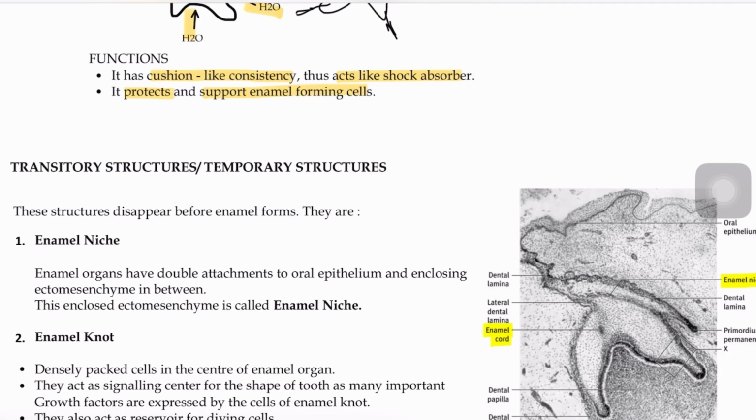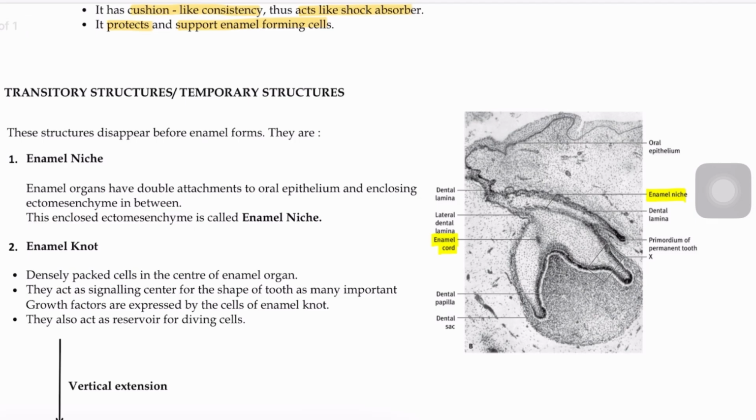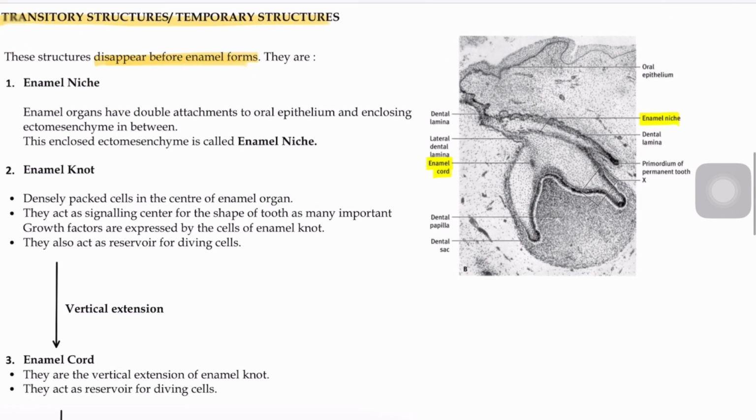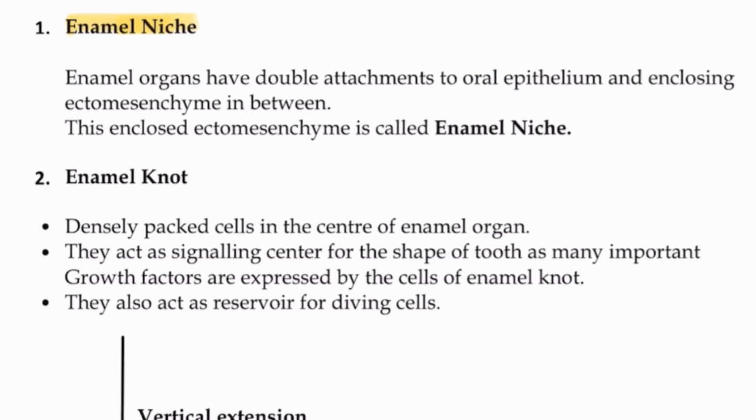Now we are talking about the cap stage only. We are talking about the temporary or transitory structures that we see. These structures will disappear before the enamel forms, and these are very difficult to remember. When I was in college, it was very difficult for me to remember these, because let's face it, they all sound similar and there's not much difference between them. So let's see. First is the enamel niche. Enamel organs have double attachments to the oral epithelium, enclosing the ectomesenchyme in between. This enclosed ectomesenchyme is known as the enamel niche.